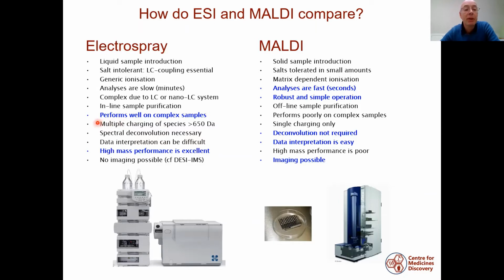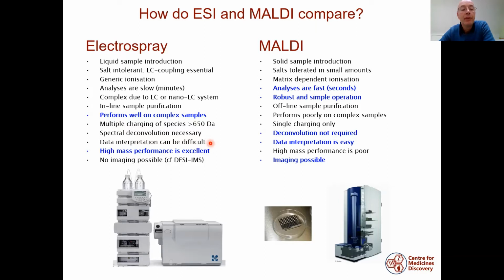The charging mechanism in electrospray is different. We see this characteristic multiple charging of species above about 600 Daltons. In MALDI, ions are invariably singly charged unless they're extremely large. Because of this multiple charging, in electrospray we need to deconvolute the spectra. In MALDI, there's no deconvolution required.